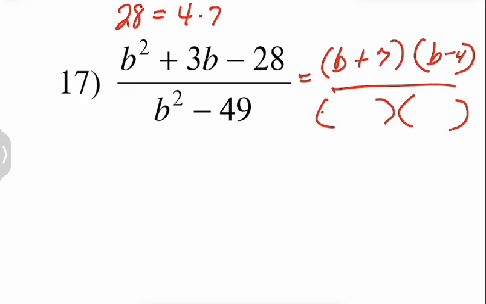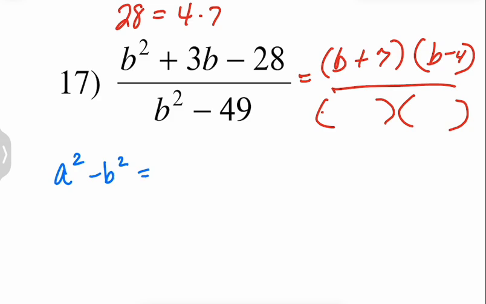The check of any factorization is a multiplication. So if you're unsure, remultiply it in your head or remultiply it on paper. Did I get what I started with? If not, you didn't factor right. Now, the bottom of 17 is a difference of squares. Let me remind you of that formula.